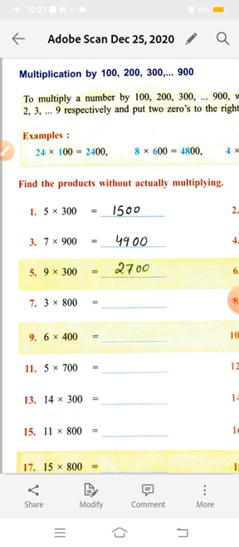In our previous lecture, students, we have completed chapter 18, mathematical operations, till page number 47. Okay. So now we will start page number 48, on which we have to do multiplication by 100, 200, 300. Okay. And it will continue again with hundreds or thousands numbers.